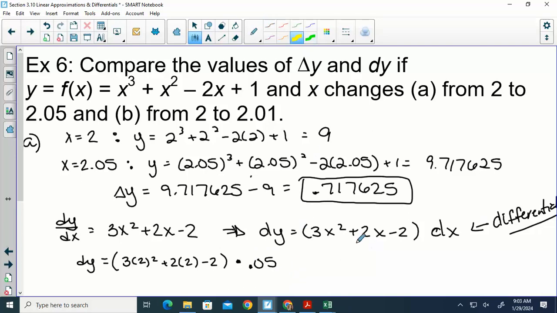Okay, so in your derivative, we plug in the x equals 2, the starting point. Your dx is just a change in x. So it's like the ending x minus the beginning x. So it's like 2.05 minus 2. So that's where the 0.05 came from. Does everybody understand where those numbers came in? So now it's just plugging them in using our calculator. And what do we get?